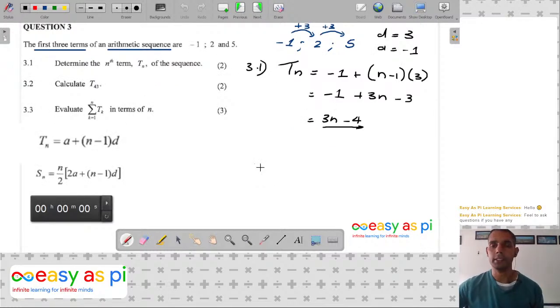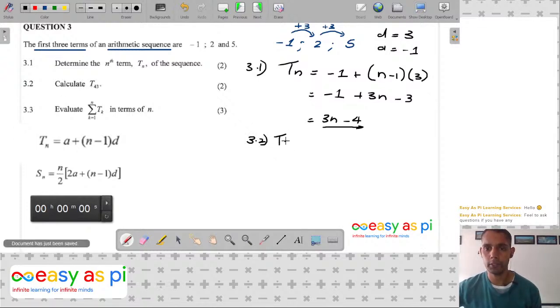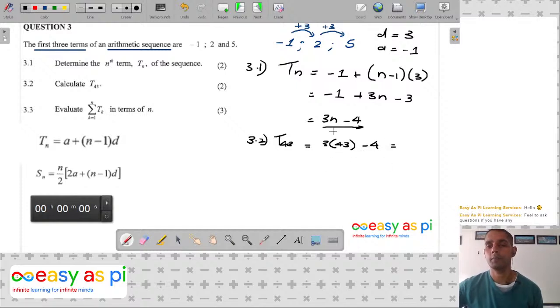All right, so that was easy enough. If we go to question 3.2, they then ask you to calculate term 43. So term 43 means where I see n, I'm going to put in 43. So this becomes 3 times 43 minus 4. And of course, this becomes 129 minus 4, which should be 125. Okay, and that's our answer for 3.2.